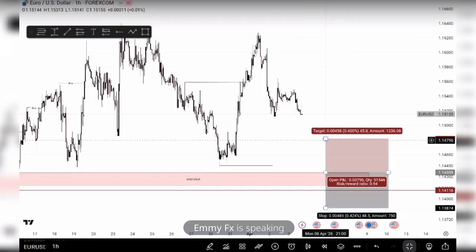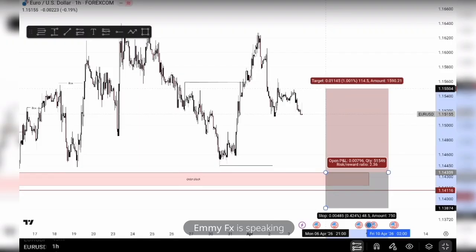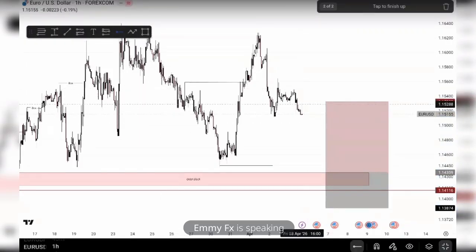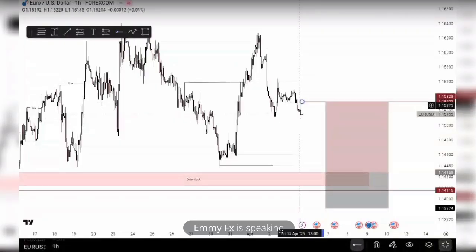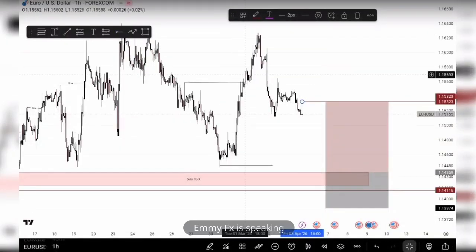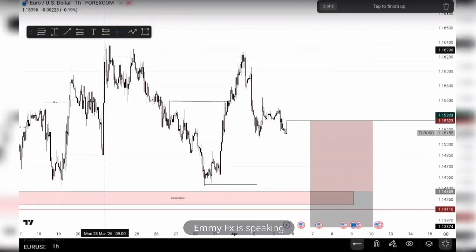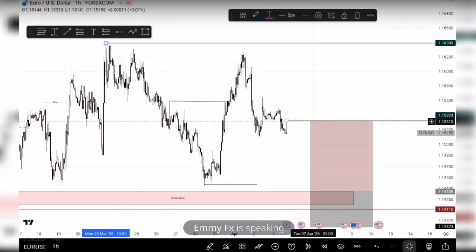Where is 2 risk reward ratio? From here is 2 risk reward ratio. This is the target. This is the first target, 2 risk reward ratio. Then your next target is from this high here. Right? From this swing high, because price.